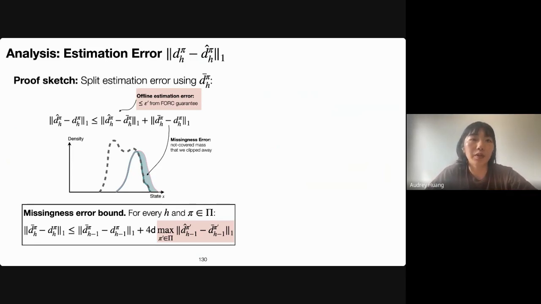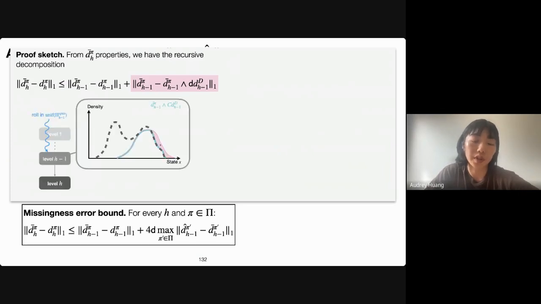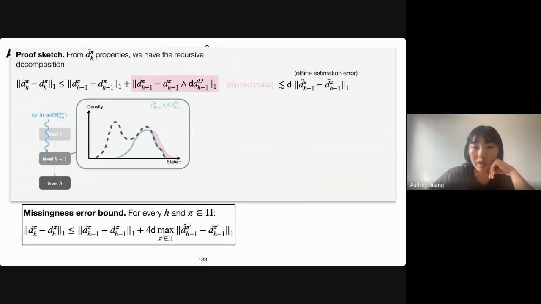And so let me first go through a quick proof sketch for how this bound is derived. From the d bar h pi properties I introduced a couple of slides ago, we have this recursive decomposition where the missingness error is upper bounded by this recursive term plus this clipped mass, which is shown in this filled in area here. And if you compare this inequality and the error bound, they pretty much match except for the last term. So we just need to show that this term here, which is the clipped mass at level h minus 1, is upper bounded by d times the offline estimation error at level h minus 1.